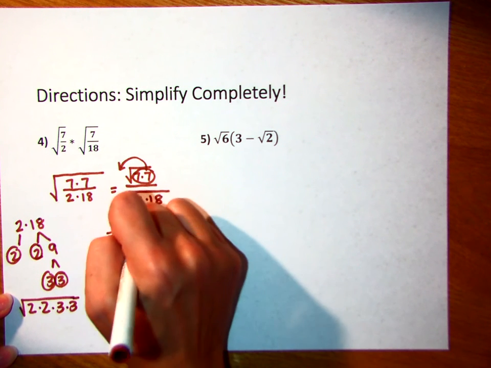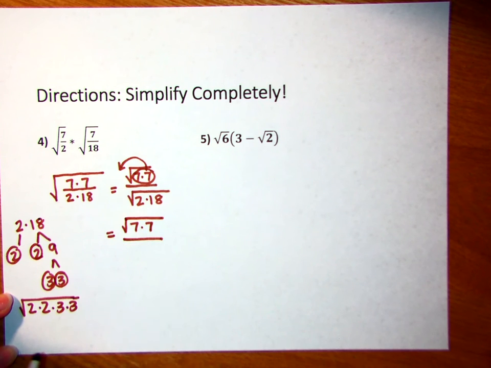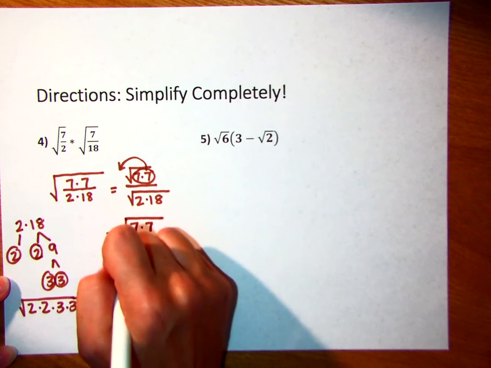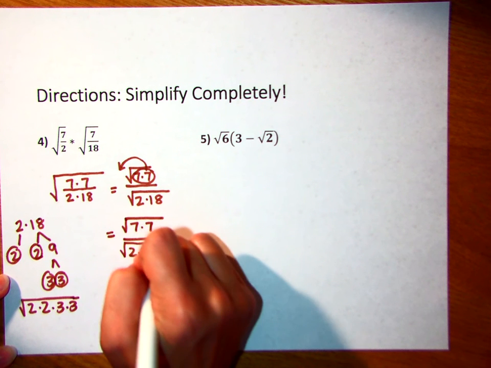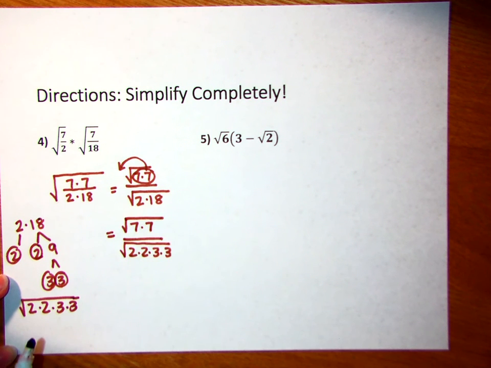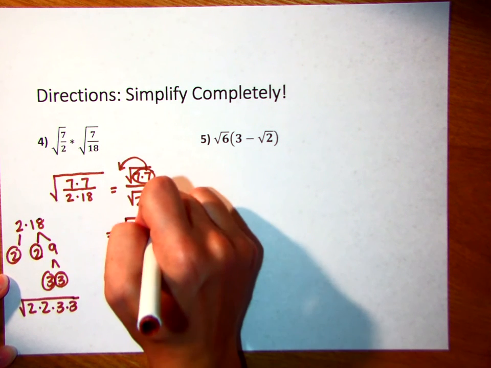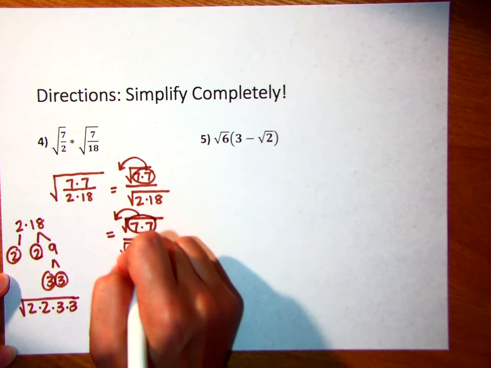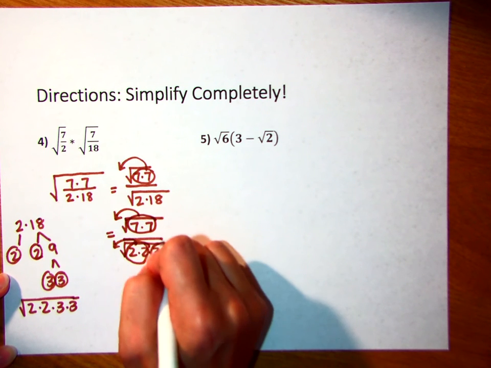On the top, I have 7 times 7. I haven't done anything with it. On the bottom, I'm replacing this with this down here. So it's 2 times 2 times 3 times 3. And now I'm looking for twins. So here's a set of twins. That's going to come out. Here's a set of twins, that's going to come out. Here's a set of twins, that's coming out.